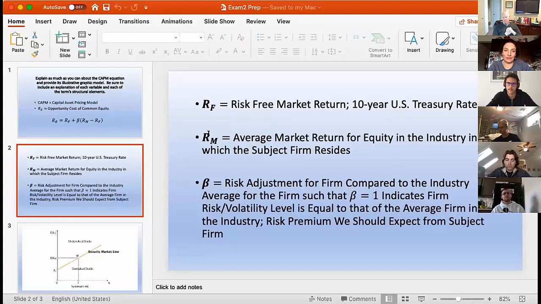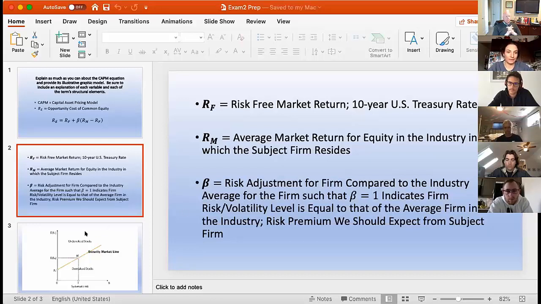The return RM is the average market return for equity in the industry which the firm we're talking about is in. So if you invested in that industry, you should expect to get this return. The beta here is the risk adjustment for the firm compared to the industry average, such that beta equals 1 indicates the firm's risk/volatility level is equal to the average firm in the industry. So basically it's how much above or below your firm is from the industry average.